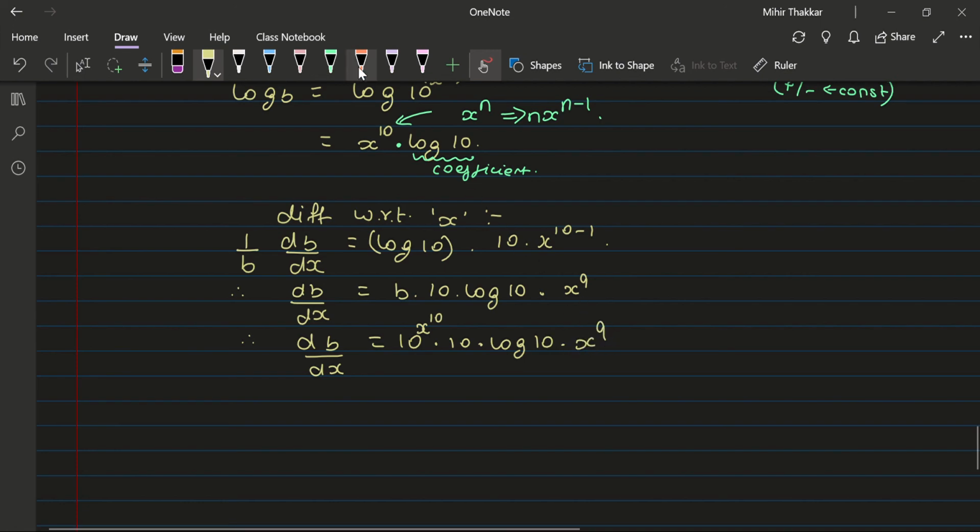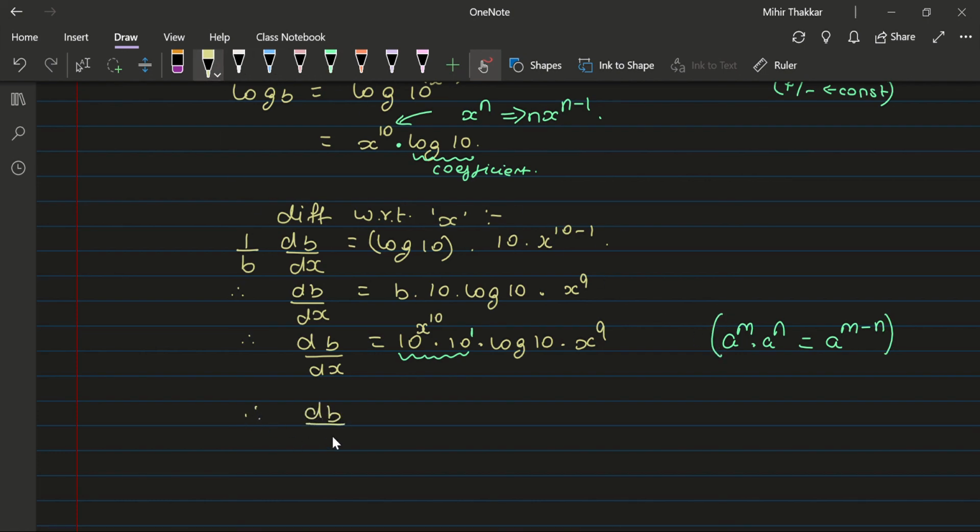Now guys, for these both terms, I can apply my law of indices a raised to m into a raised to n, which is a raised to m plus n. So it becomes 10 raised to x raised to 10 minus 1 as entire one term, x raised to 9, and I get this as log of 10. This becomes your equation number 3, the value of dB upon dx.